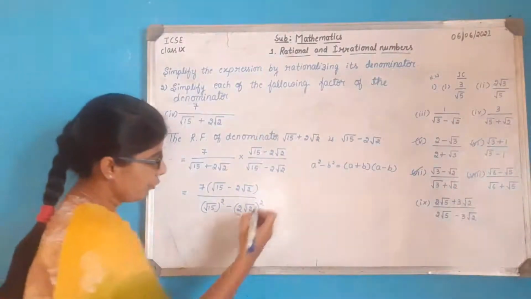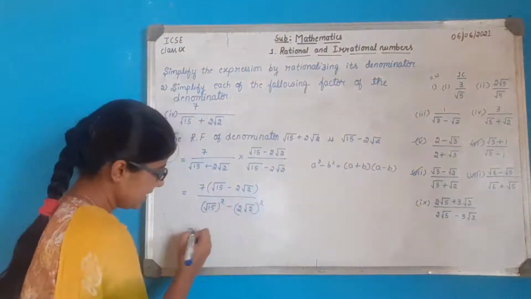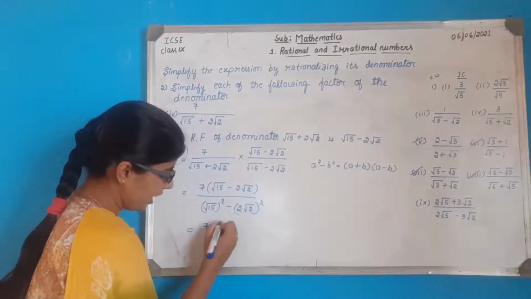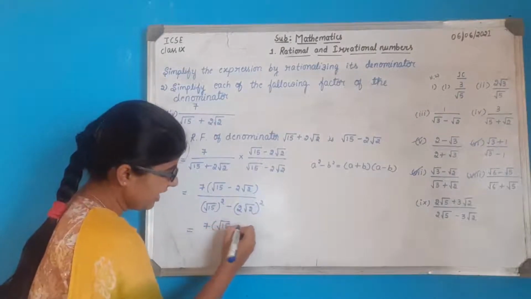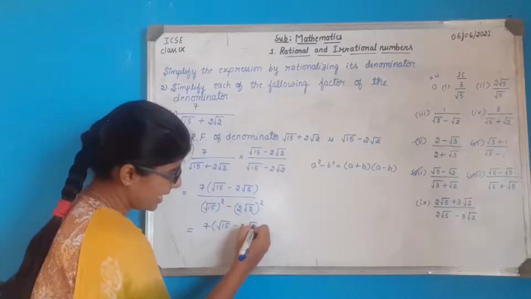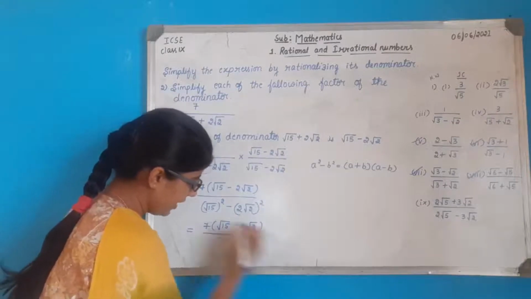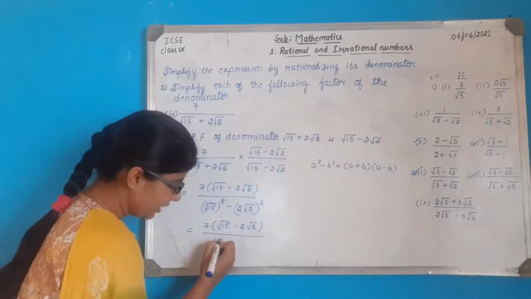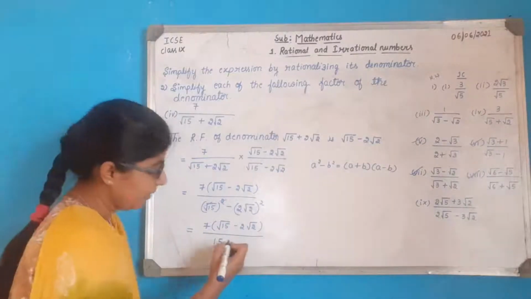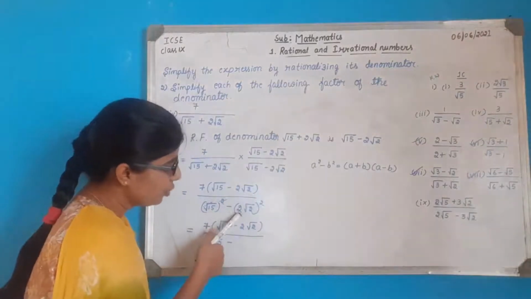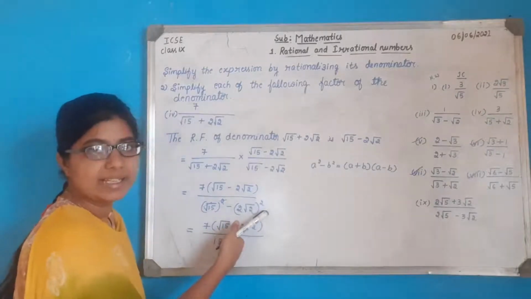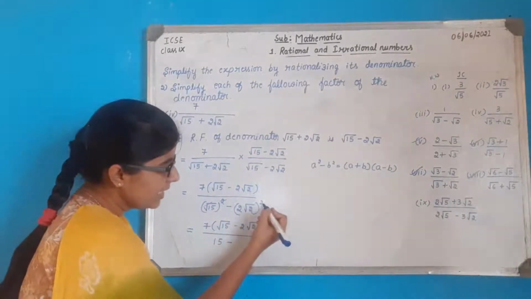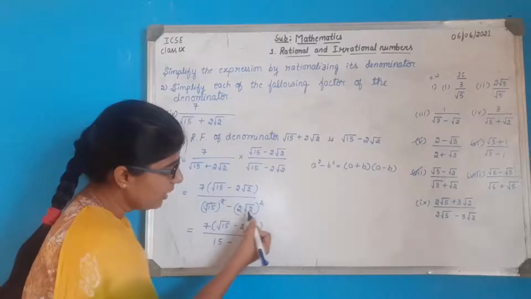Right, now go for the next step. The numerator stays as it is: 7 into root 15 minus 2 root 2, divided by, here the 2 and the square root will cancel, leaving 15, and minus, observe, 2 root 2 whole square. This square is applied for both 2 and root 2.